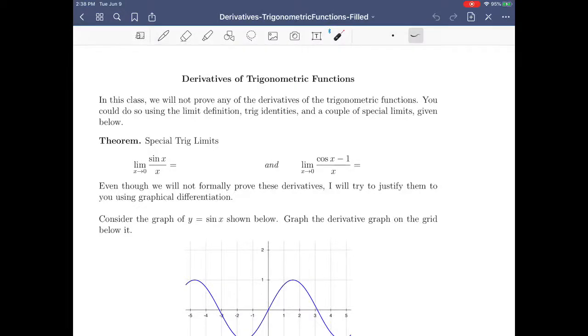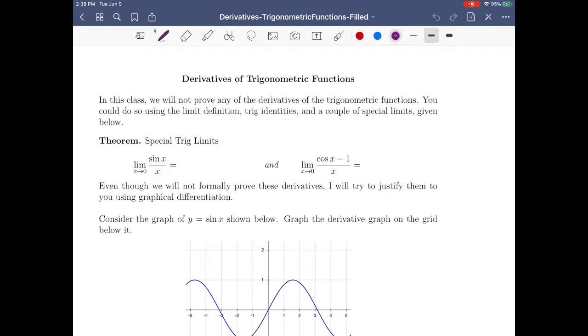In this video, we're going to talk about the derivatives of the trigonometric functions. We're not going to prove any of these derivatives, but you could do so using the limit definition, some trig identities, and a couple of special limits that I'm going to give you. These are both proved assuming that x is in radians.